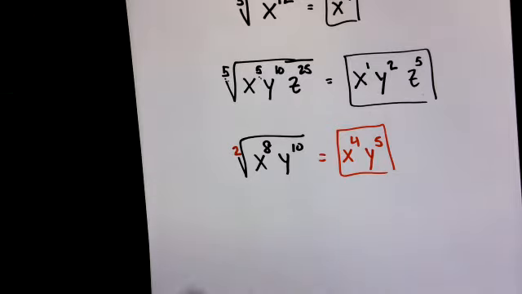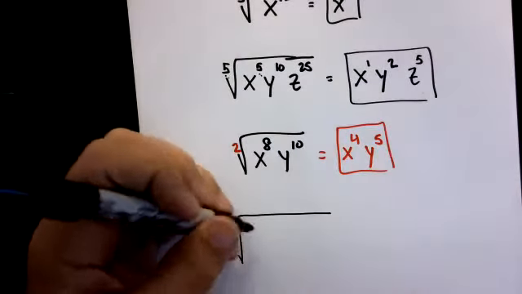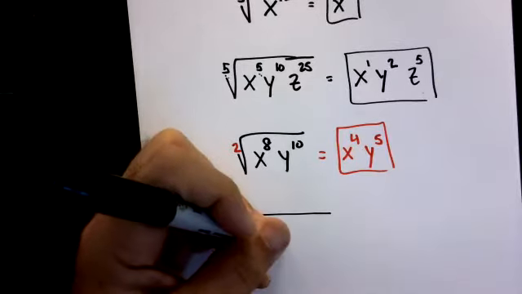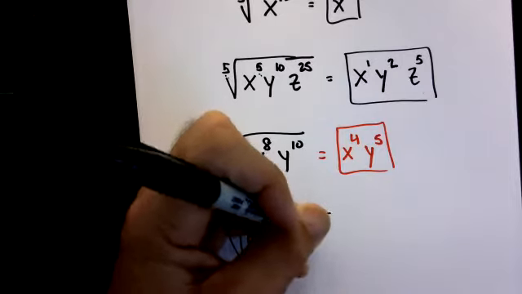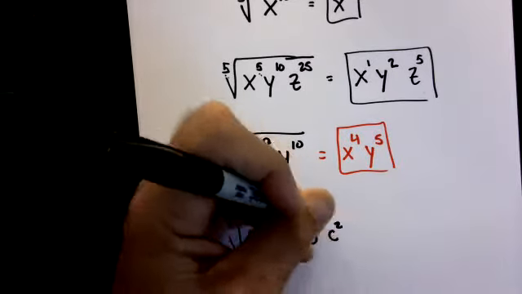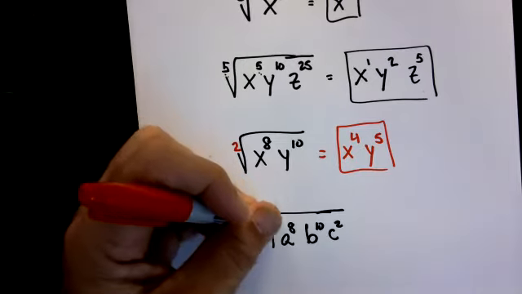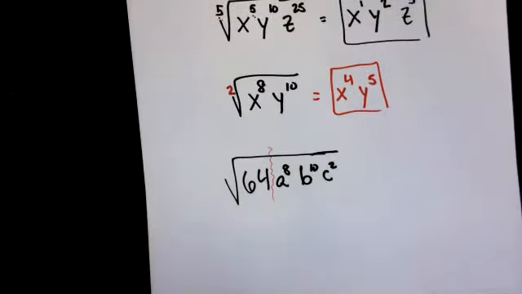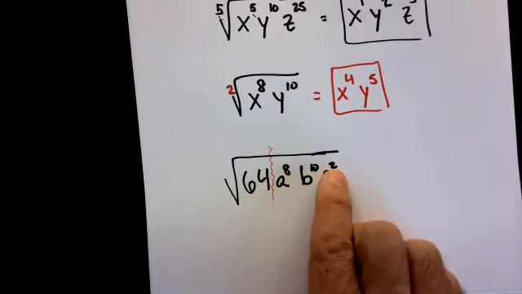Now, again, where they try to get tricky with these is they're going to combine stuff. So they're going to ask you for the square root of 64, a to the 8th, b to the 10th, c to the 2nd, something like that. When we do this, we're actually going to treat this like it's 2 separate problems. Whole numbers, coefficients behave differently than your variables and exponents.